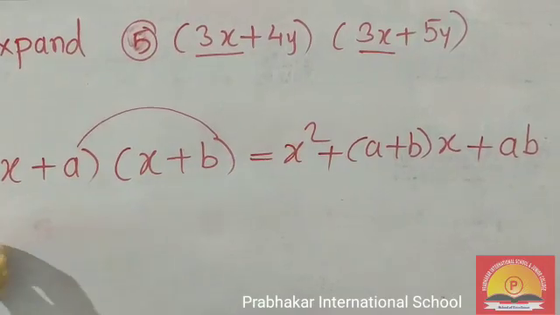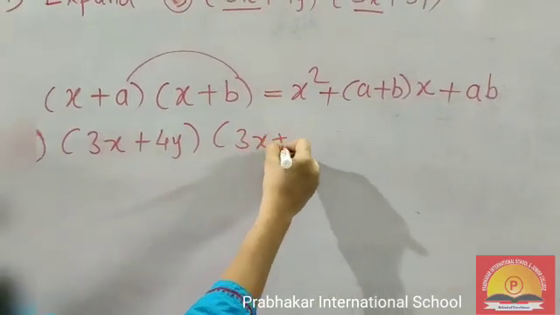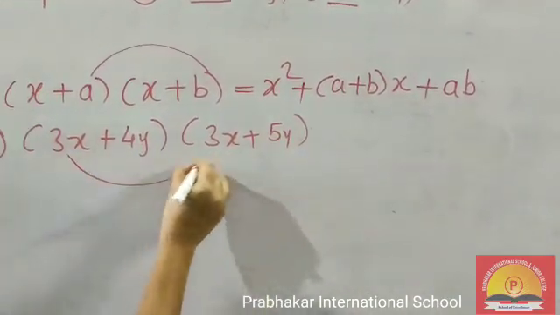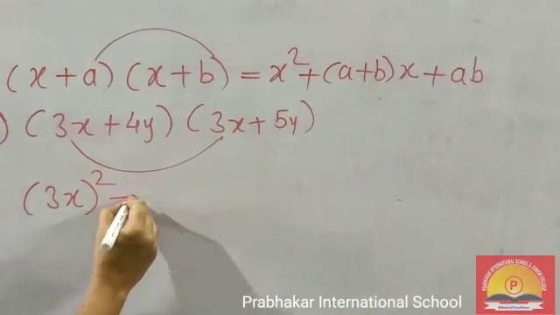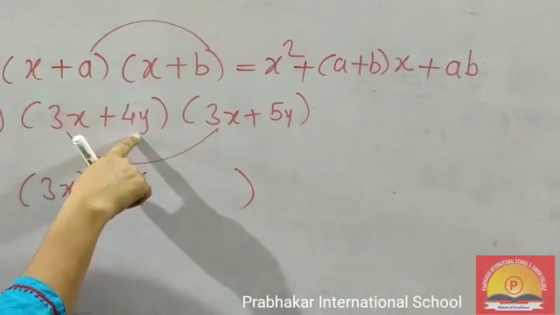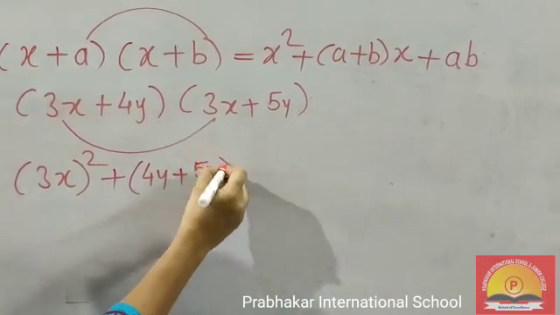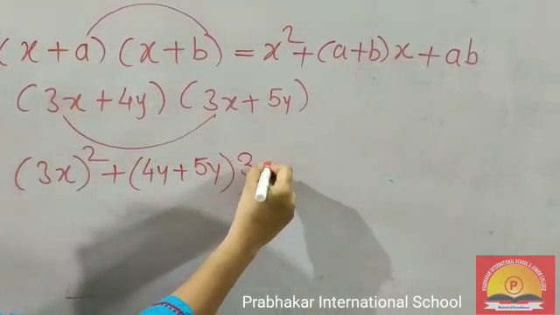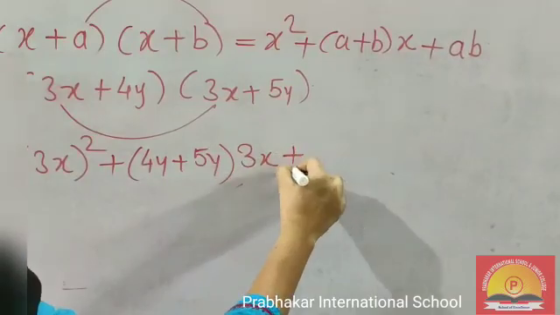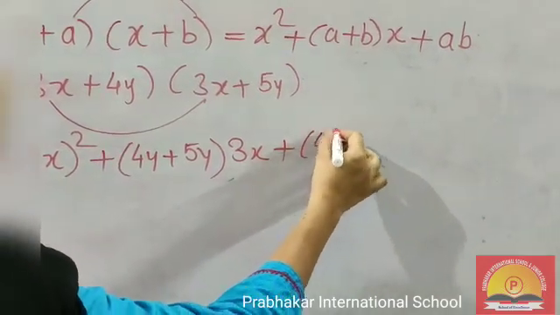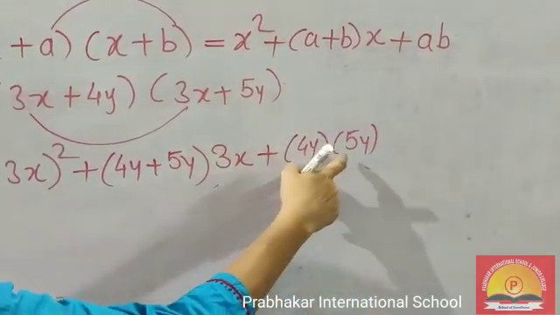Understood? So I will write here question number 5. 3x plus 4y, 3x plus 5y. Now this term is common, 3x and 3x. Take the square of it: (3x) square plus (a plus b)x. A plus b means the uncommon terms, so 4y plus 5y. Now multiply it by the common term, so the common term is 3x. Next step, multiplication of the uncommon terms. Plus sign, right, and then 4y into 5y. See here, plus a into b.